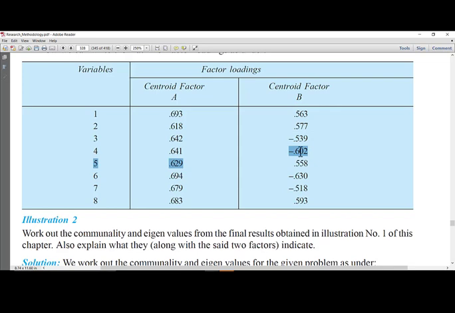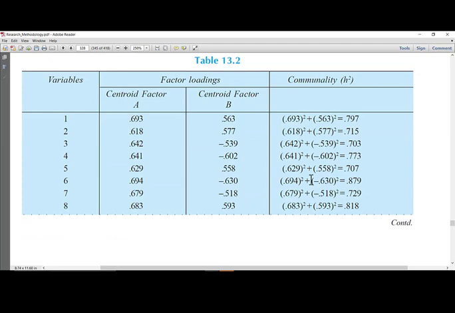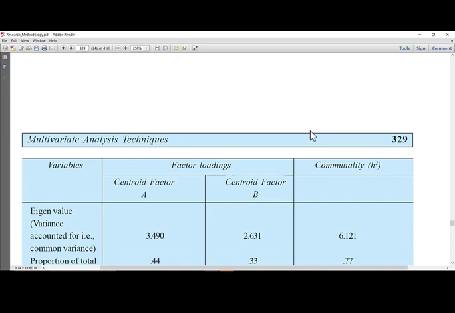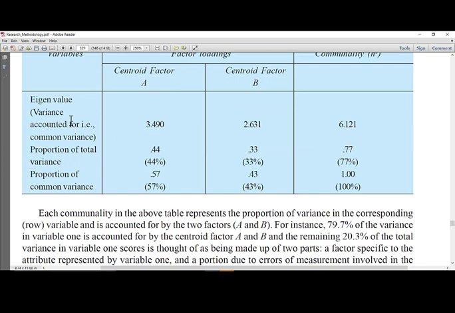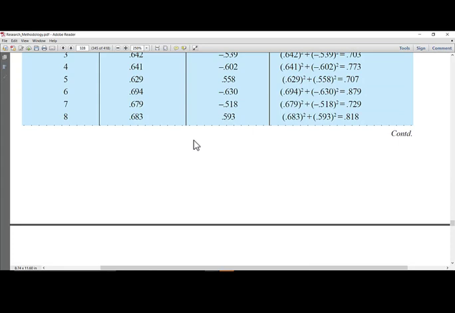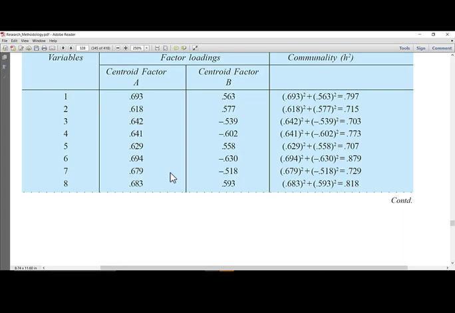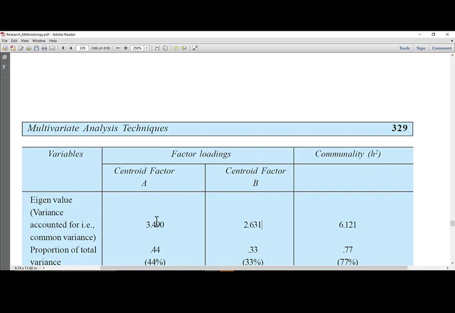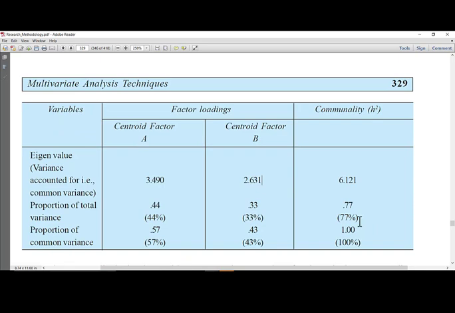Then we have seen the communality, that is, the combined relationship of this variable considering both these factors A and B. After finding the communality values, we have found the eigenvalue, that is the variance accounted for, that is the common variance. For centroid factor A and for centroid factor B, how we have calculated this is nothing but that we have squared all these values and summed up. Similarly, we have squared all these values and summed up. Those are given as 3.490 and 2.631. This summation is 6.121.